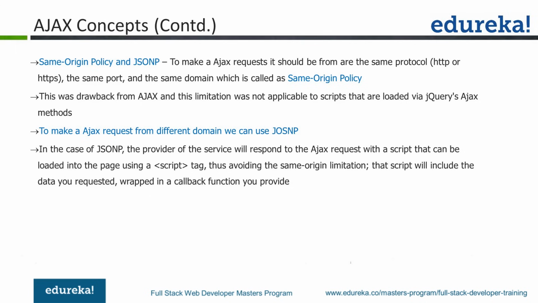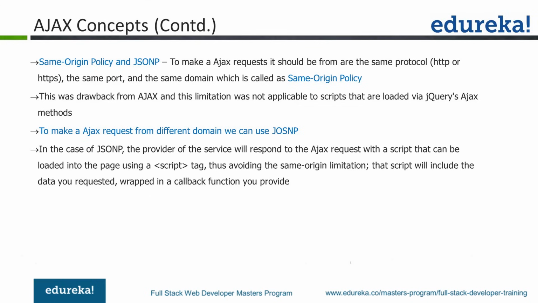Now, what if you wanted to get data from another service provider? Let's suppose you wanted to get data from IMDb for your website, but your website is not imdb.com, it is abc or edureka.com. How would you do that? For this, there exists something called JSONP, so that you can make AJAX requests from different domains. In the case of JSONP, the provider of the service will respond with a script that can be loaded into the page using a script tag. And that script will include the data you requested, wrapped in a callback function you provide. So it basically circumvents that limitation by providing you a script which contains the data.